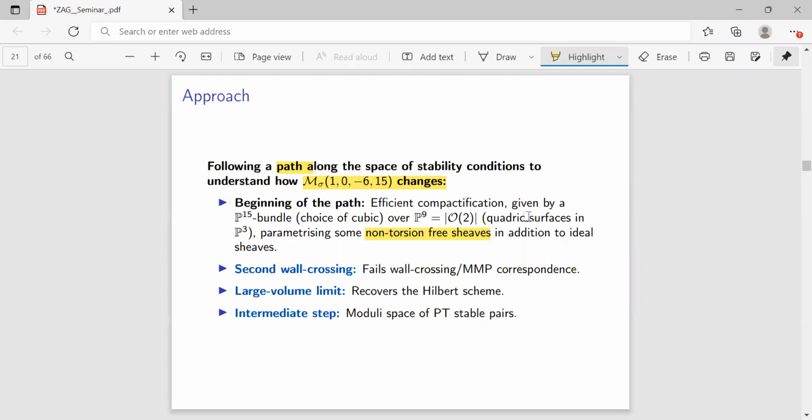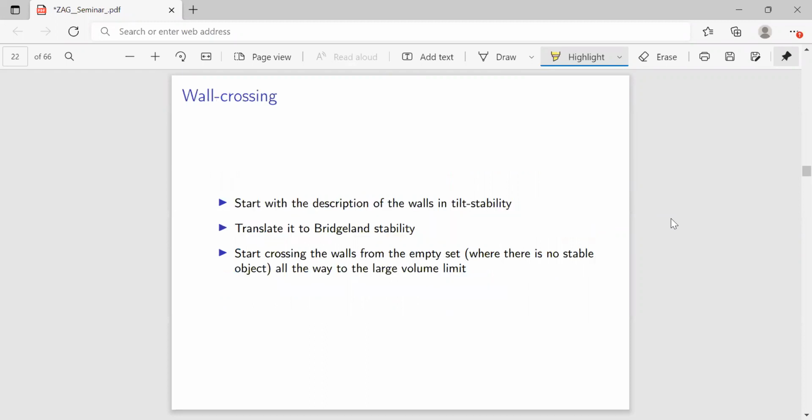And if you go all the way to the large volume limit, then you can also recover the Hilbert scheme of such curves. And as an intermediate step, you can also recover the moduli space of Pandharipande-Thomas stable pairs as well. Okay, let's do this. To do this, we first start with tilt stability, as I mentioned, which was an intermediate step between slope and Bridgeland stability, and then translate things to Bridgeland stability. Let's look at some pictures to see what we are doing.